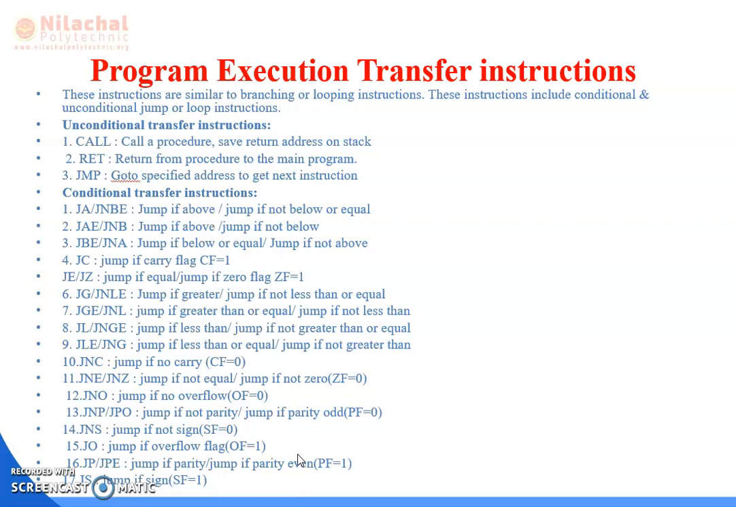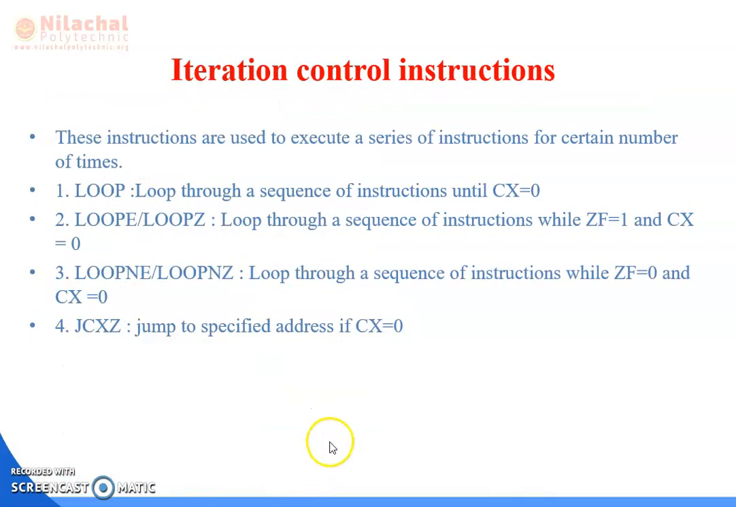Then JO means jump if overflow flag equals to 1. Then JP or JPE means jump if parity or jump if parity even, that is parity flag equals to 1. Then at last JS means jump if sign, that is sign flag equals to 1.